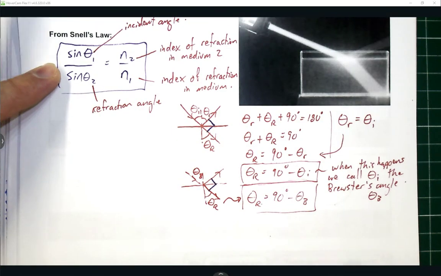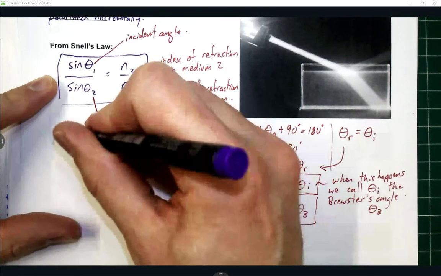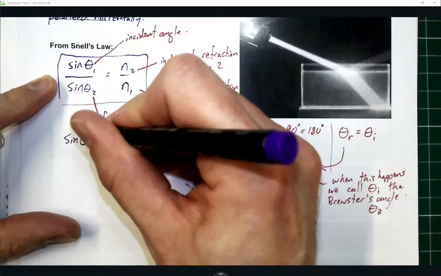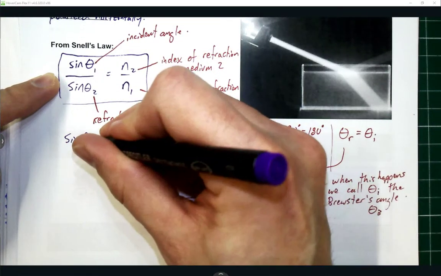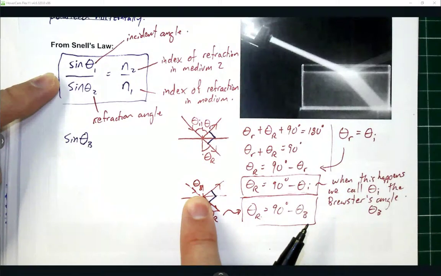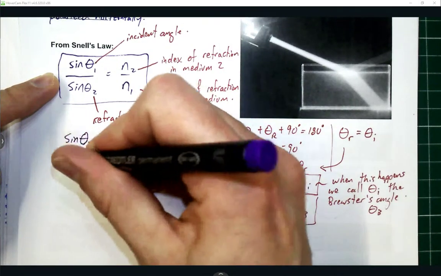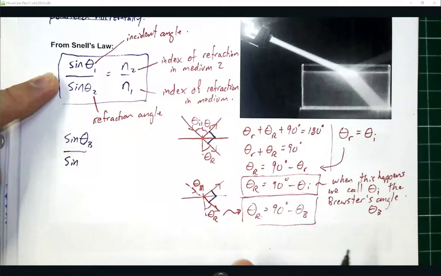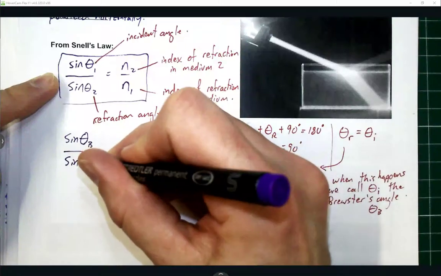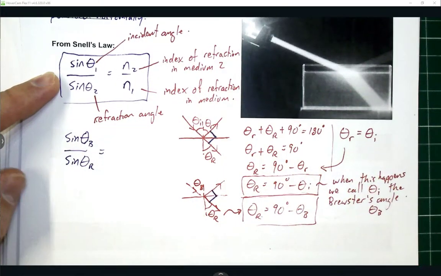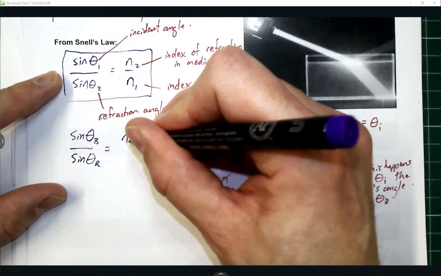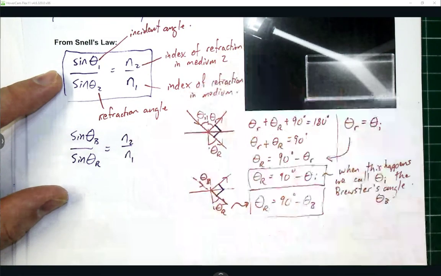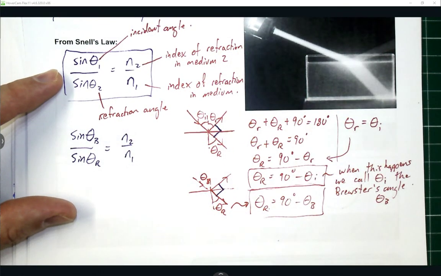So let's go back. We could relabel this. Let's use these new labels. Instead of saying sine theta 1, let's call it sine theta b, because that's the incident angle, right? Instead of saying sine theta 2, we could call it sine theta big R. And I'm still going to call it N2 and N1. Index of refraction in material 2 versus index of refraction in material 1.